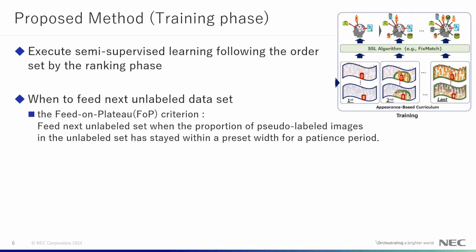In the training phase, we execute semi-supervised learning following the order set by the ranking phase. Another important factor in ABC is when to feed the next unlabeled data set in training. In this paper, we employ the feed-on-plateau criterion, which feeds the next unlabeled data set when the proportion of pseudo-labeled images in an unlabeled set has stayed within a preset width for a patience period.